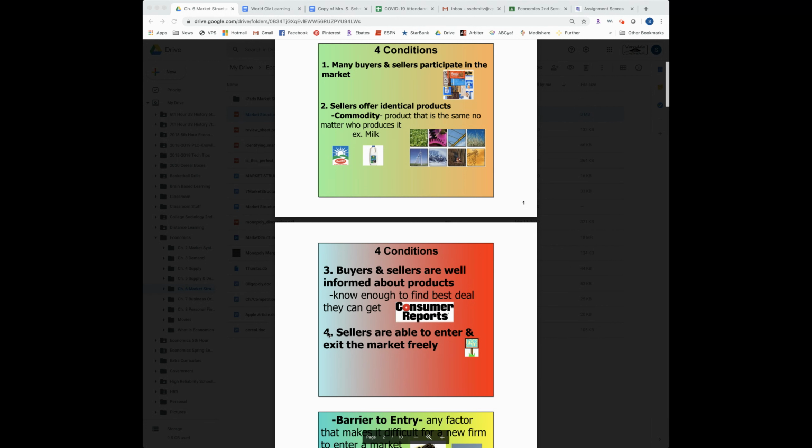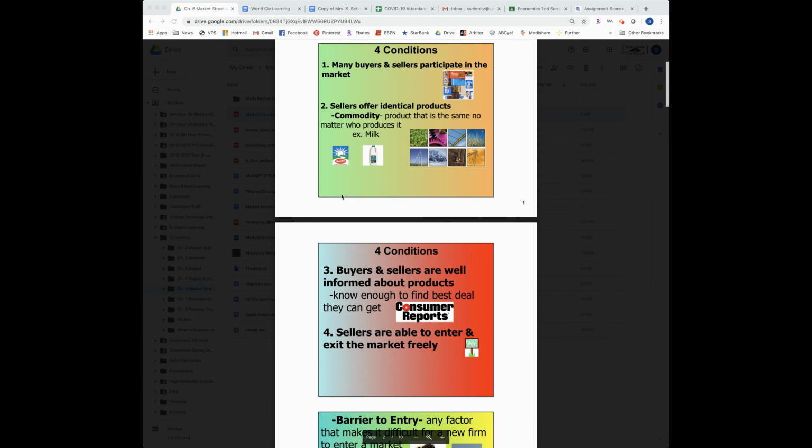And then the final thing is sellers are able to enter and exit the market freely. Meaning, if you wanted to start your own company, it would be possible. If you don't want to have that type of company anymore, that's possible. You can get up and leave.